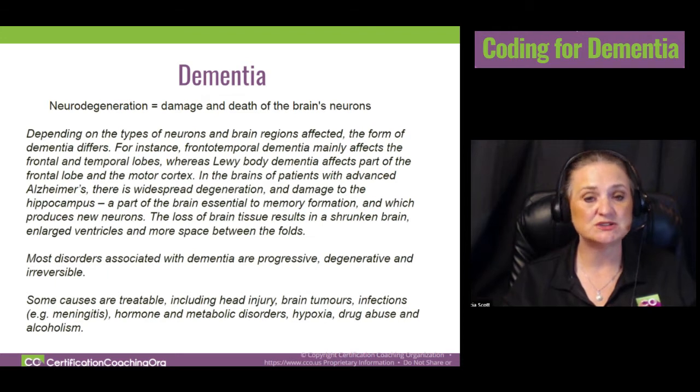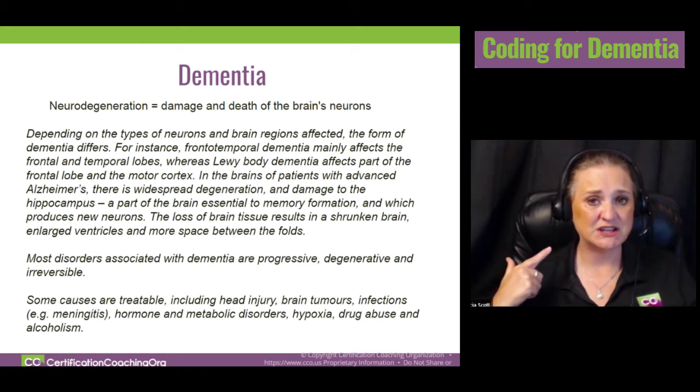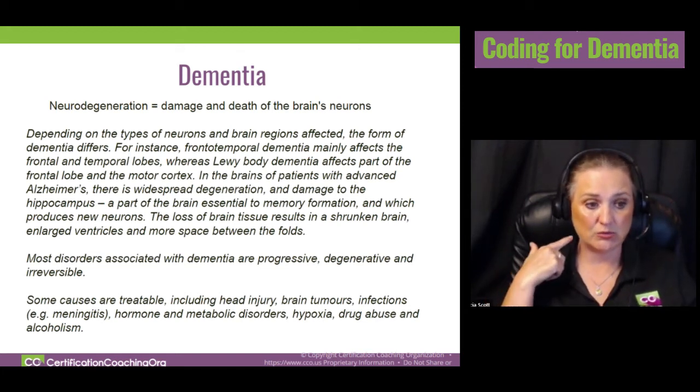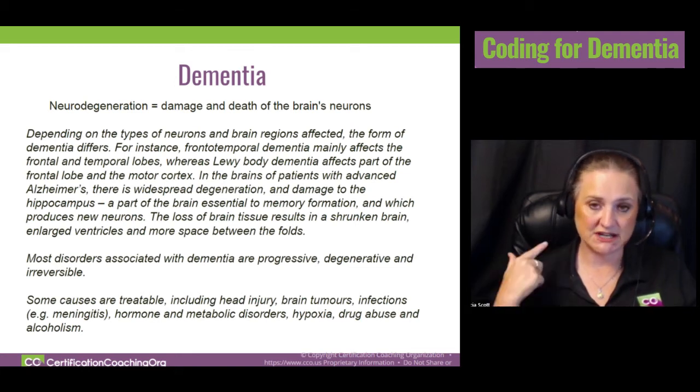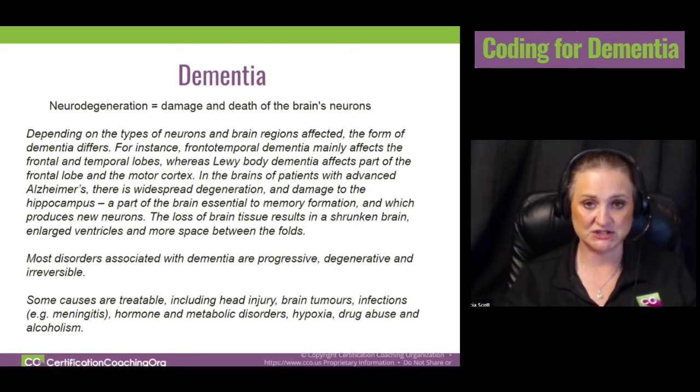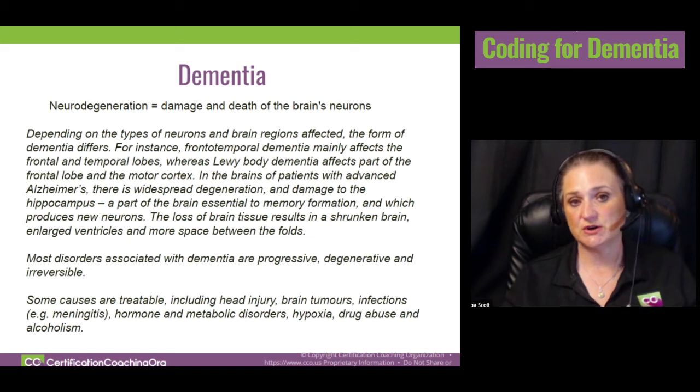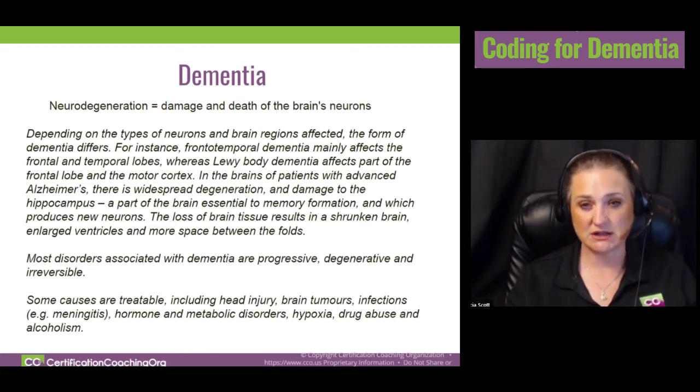You can have brain tumors, also things like meningitis. That's why meningitis is so scary, because it's an inflammation of the back of the brain. If you do anything to the back of the brain, the base, that's it. That's the control center of the brain, and meningitis is an inflammation of that part of the brain. Hormone and metabolic disorders can cause memory problems. Hypoxia, which is lack of oxygen. Also, drug abuse and alcoholism. So there is a type of dementia that is associated with drug abuse and alcoholism.